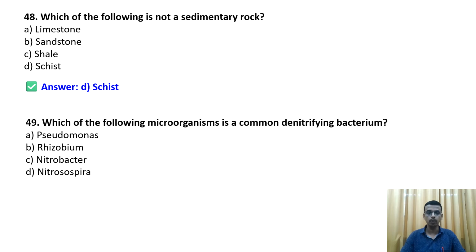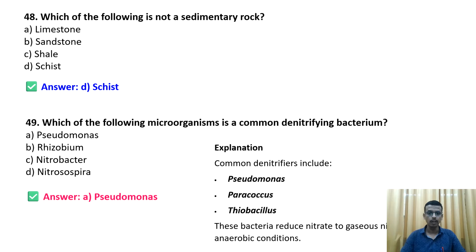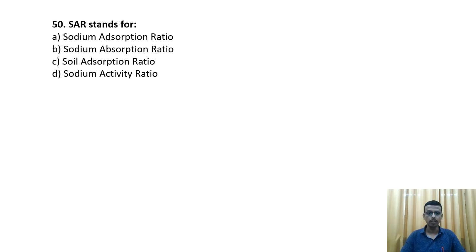Okay. Which of the following microorganisms is common in denitrifying bacteria? You see, common are Bacillus, Pseudomonas. Those are the denitrifying, Thiobacillus, Pseudomonas. But Rhizobium, Nitrobacter, Nitrospora, these are not that much. These are nitrifying or nitrogen fixation bacteria. Okay. So this one.